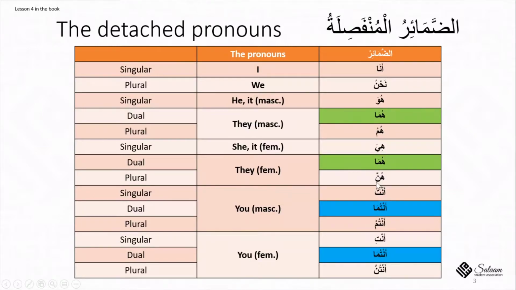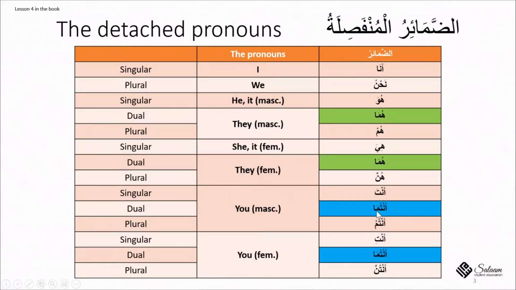You, it's anta, if it's singular. If it's feminine, it will be anti. So it's just the haraka at the end. Anta, if it's a masculine thing, and anti, if it's feminine.